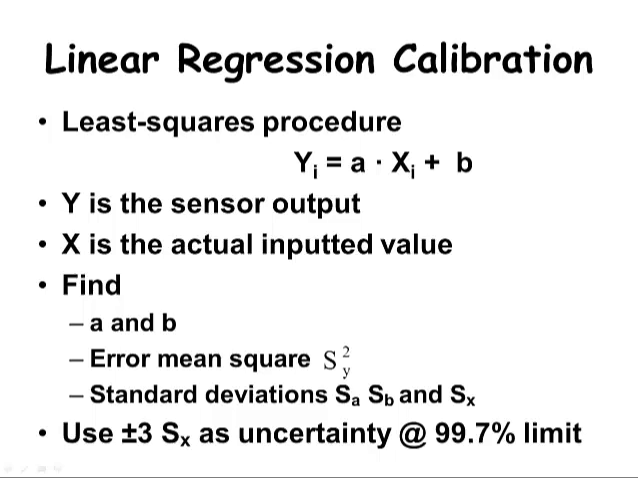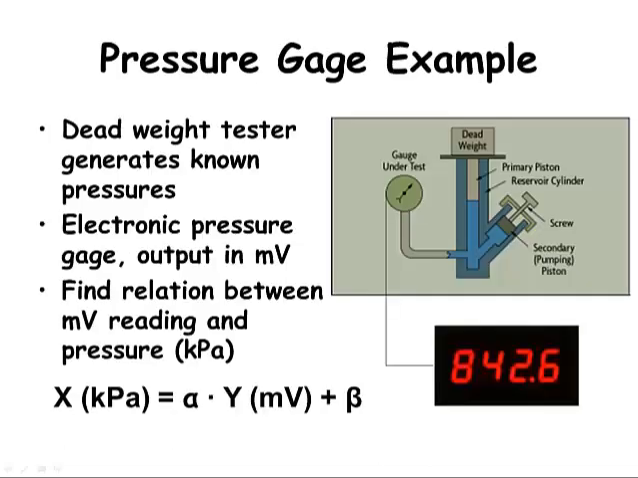And we will have a procedure for finding an uncertainty value using the error mean square s of y squared and three standard deviations: s of a, s of b, and s of x. Let's go through the example in the course packet.